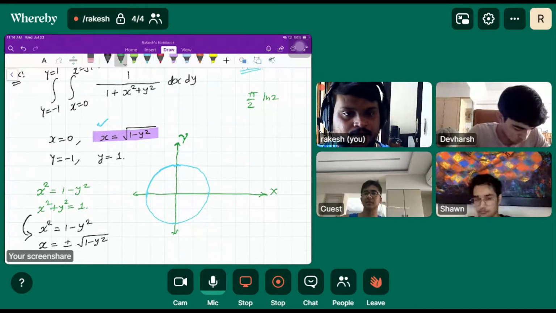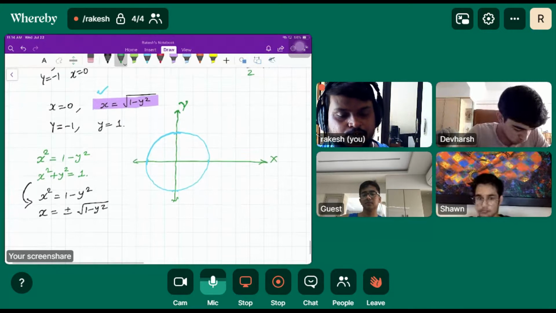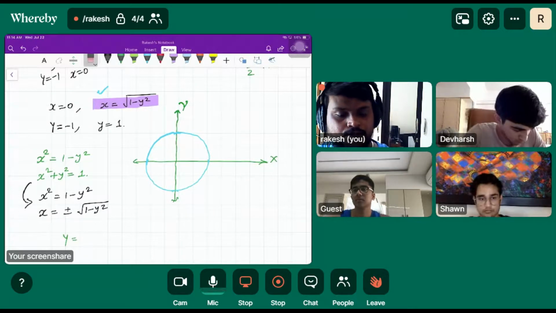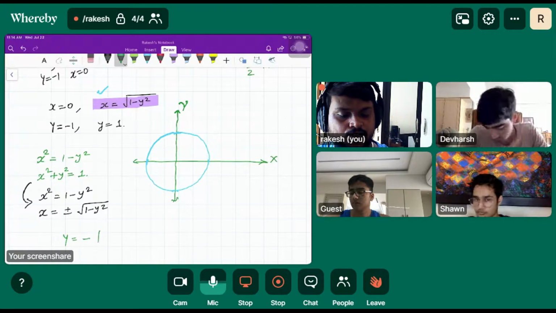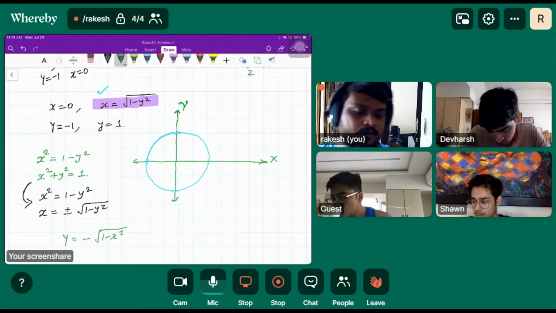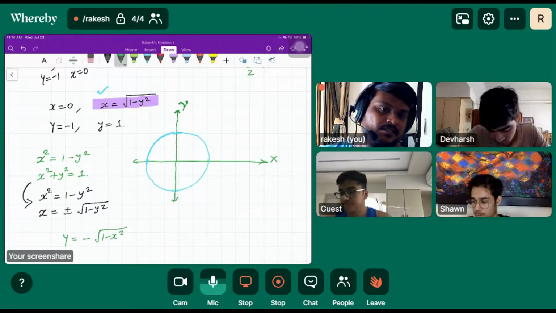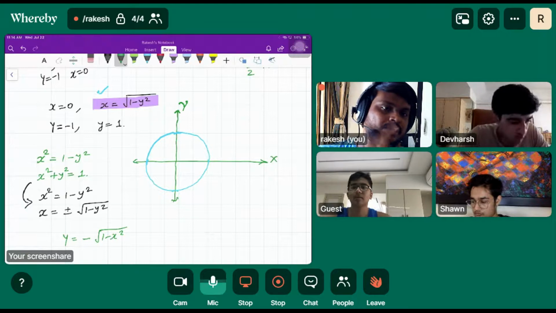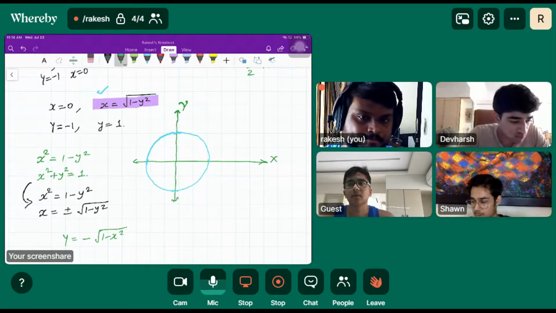It will be a semicircle. Yeah, so it's a semicircle. Suppose we have y is equal to minus root 1 minus x square, in which location will this semicircle lie? Y is equal to minus root 1 minus x square.